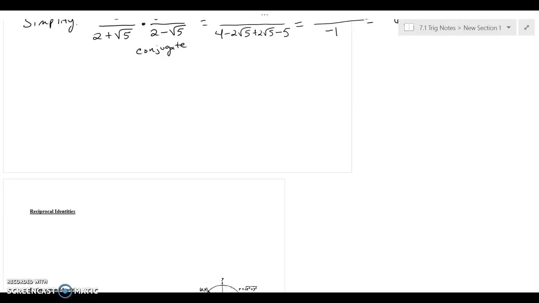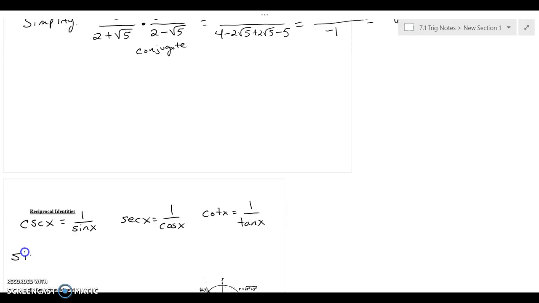But we're going to talk about the reciprocal identities. The reciprocal identities we kind of already indirectly know. We know that the cosecant of x is equal to 1 over the sine of x. This is something you have to remember for the chapter. We also know the secant of x is equal to 1 over the cosine of x. And we know the cotangent of x is equal to 1 over the tangent of x. These are reciprocal identities that you did last year.